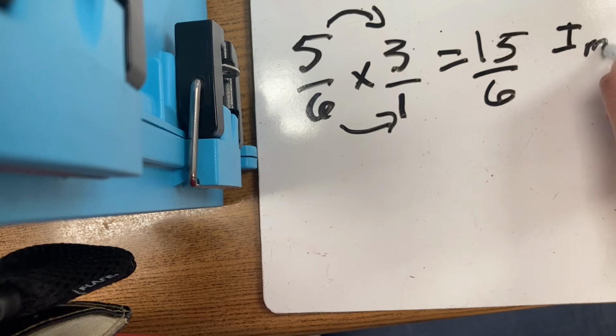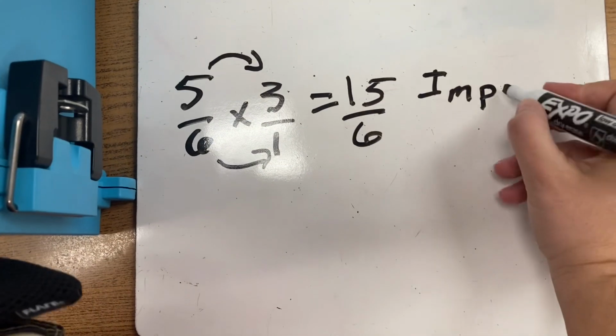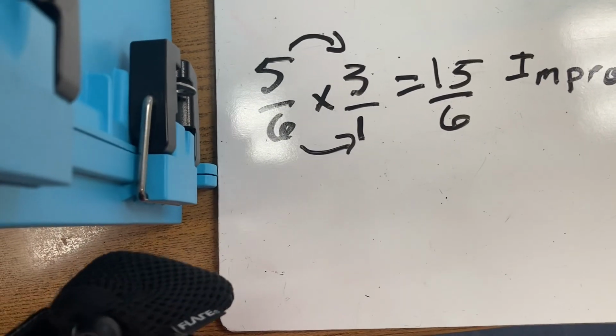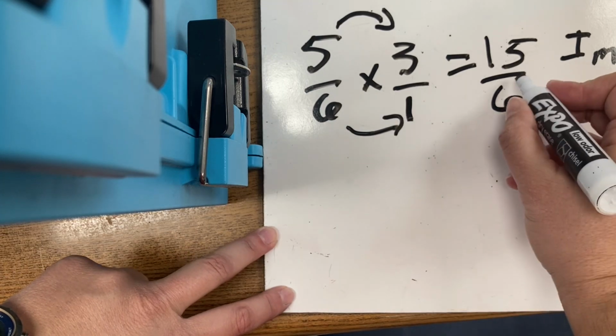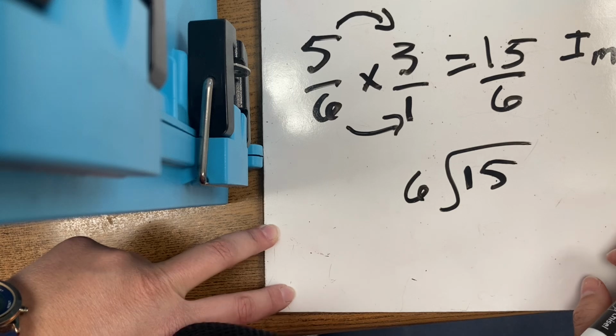That's an improper fraction. And I know it's going off the camera. So if it's improper, that means I do top in, bottom out. So top goes inside, bottom goes outside.